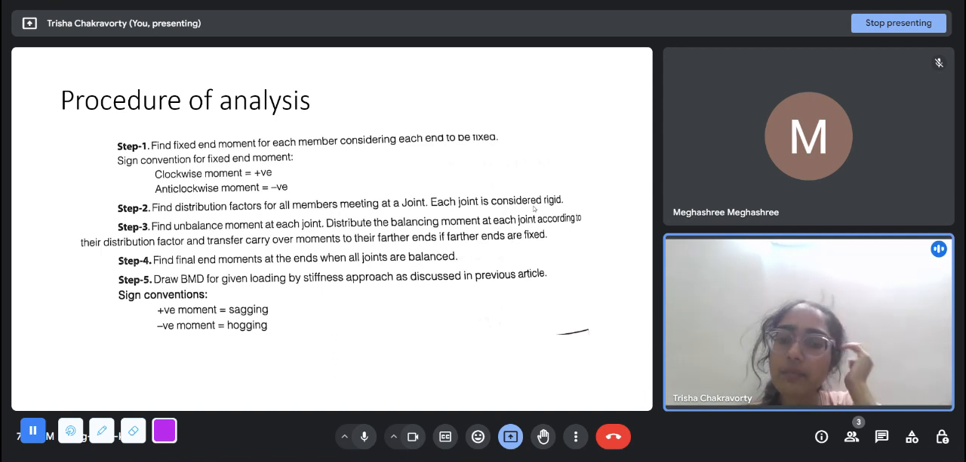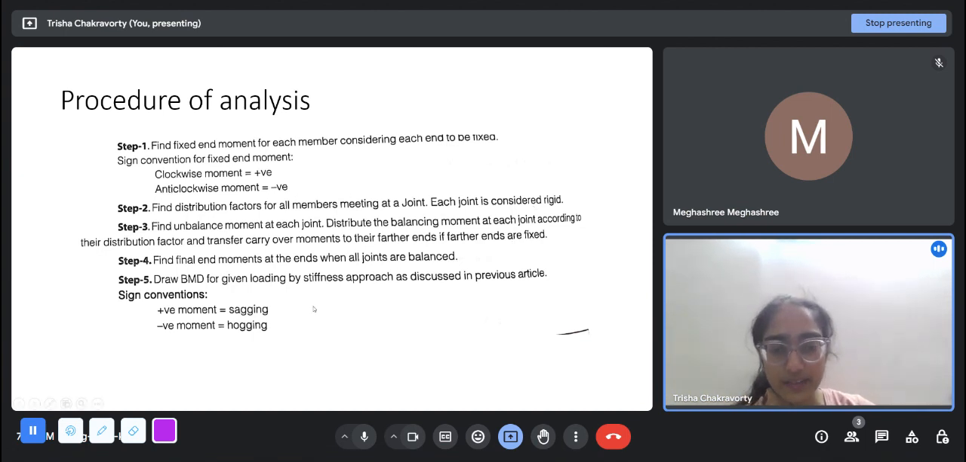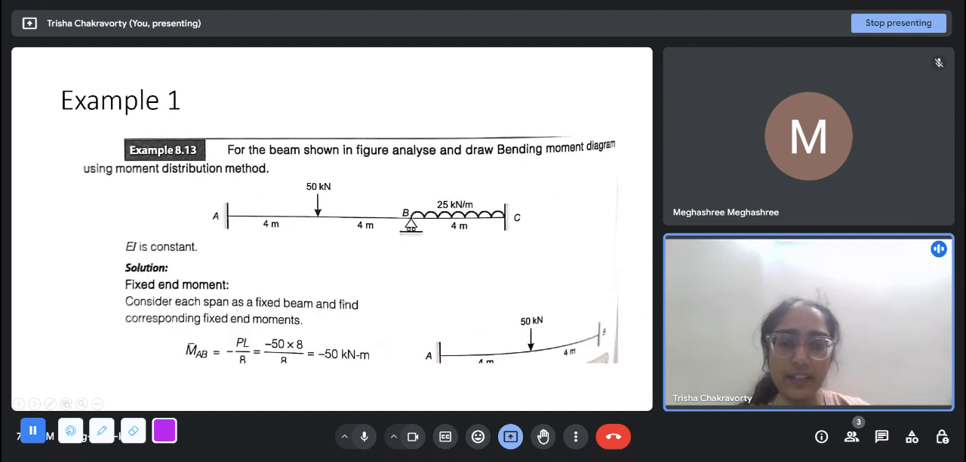Then we will find the unbalanced moment at each joint, and we will distribute the balancing moment at each joint according to the distribution factor. Then we will carry over the moment to the further ends if the further ends are fixed. If the further ends are hinged, we don't have to look at it; nothing will be carried over. Then we will find final end moments when all the joints are balanced, and then we can draw the BMD, SFD, whatever, as discussed. Sign convention as we saw this. Okay, so let's look at an example.